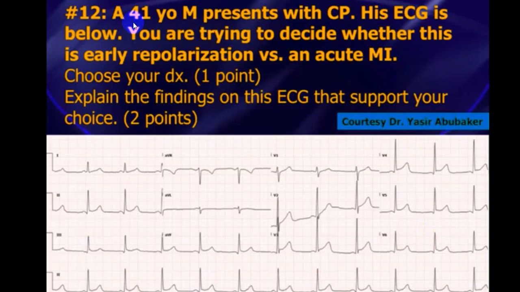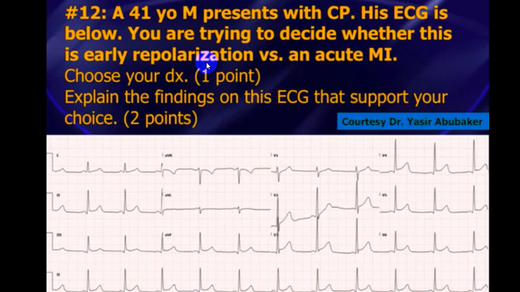Now suppose this is one ECG where a 41-year-old male presented with chest pain. His ECG is below. You are trying to decide whether this is early repolarization versus acute MI. Now this is very important because early repolarization is also dangerous. Acute MI is also dangerous. But if you don't diagnose acute MI and leave it as early repolarization, you may end up with a complication of acute MI in the form of mortality.